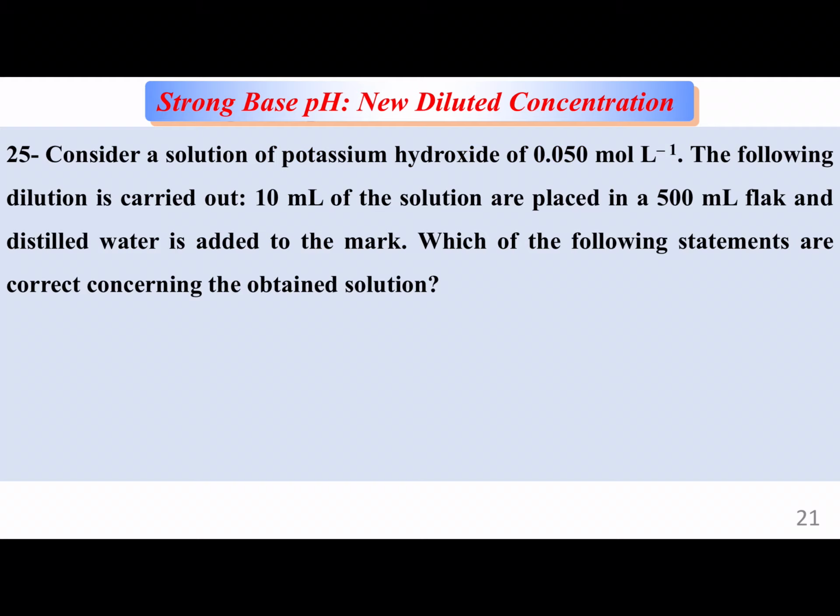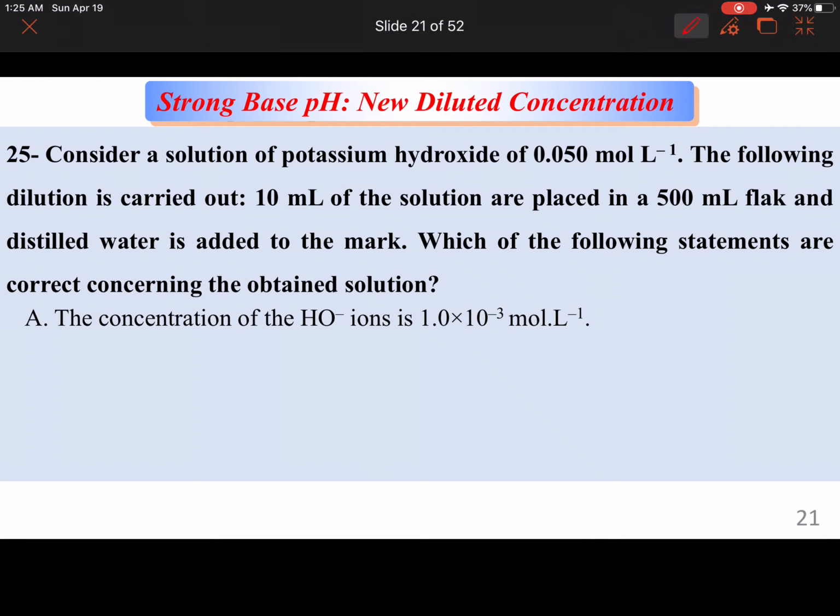Number 25. Number 25 is also a base, and so here we have a strong base, also potassium hydroxide. Again, what are the strong bases? Just a reminder, it's row 1, the alkali metal hydroxides. So we have sodium hydroxide, lithium hydroxide, potassium hydroxide, rubidium hydroxide. We also have the calcium hydroxide, row 2. Sorry, not row, column. Column 1 and column 2 of the periodic table.